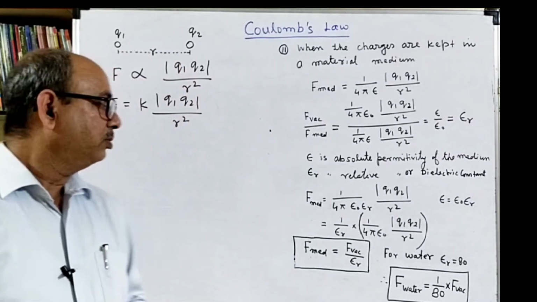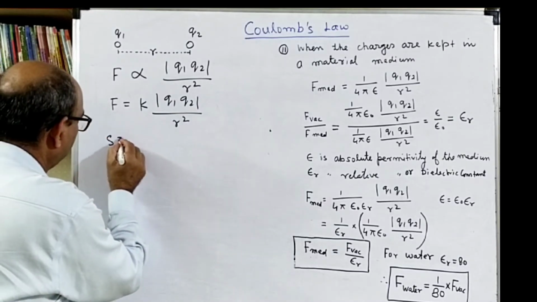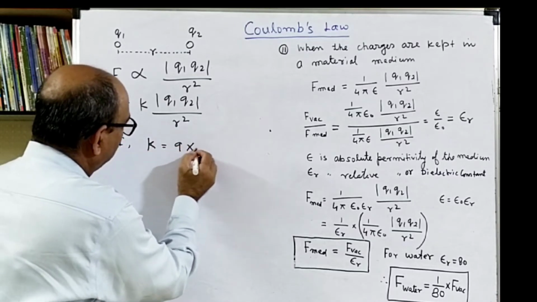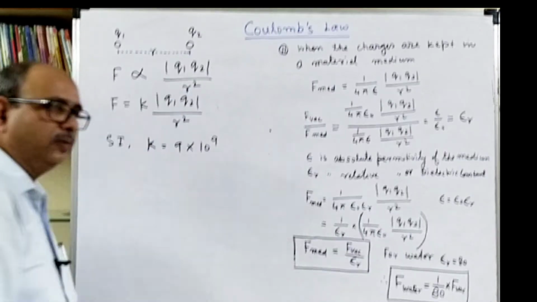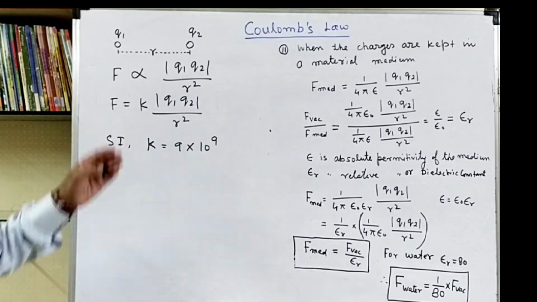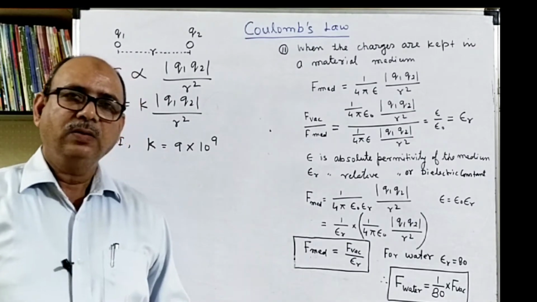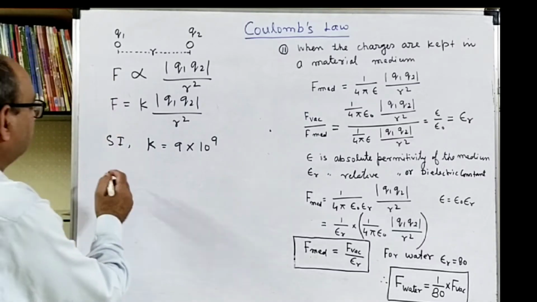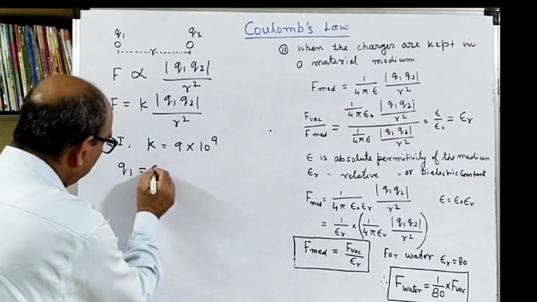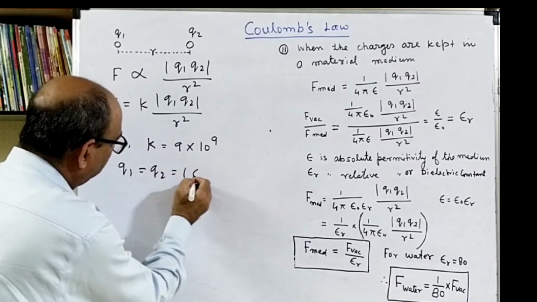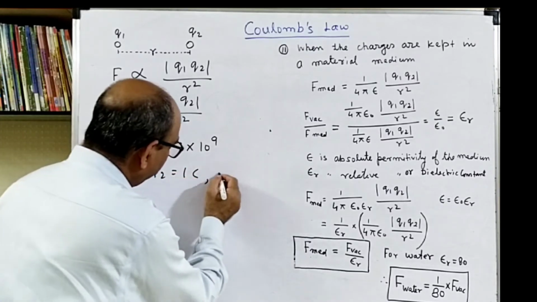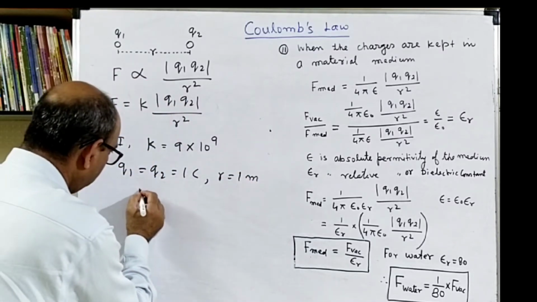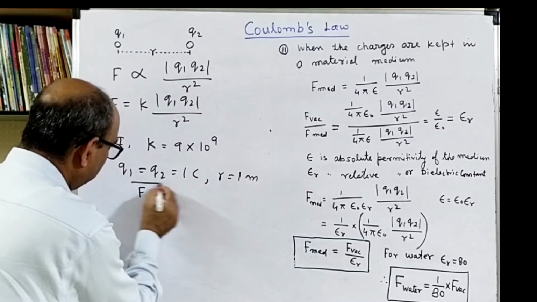In SI system, the value of K is 9 into 10 raised to 9. This expression can be used as defining the unit of charge, that is Coulomb. When Q1 equals Q2 equals 1 Coulomb and the distance separating them, r, is equal to 1 meter, then F is equal to K.